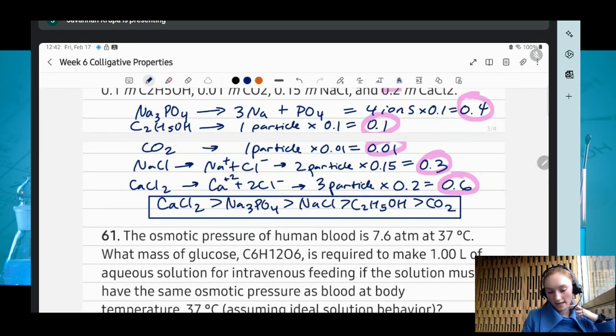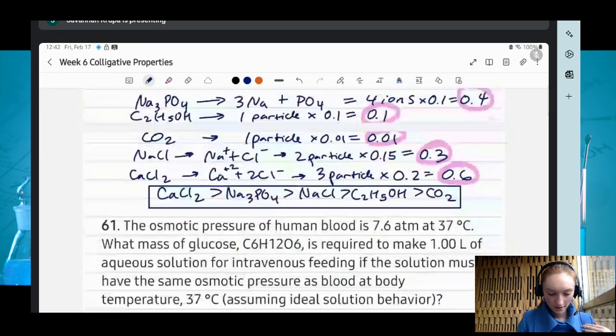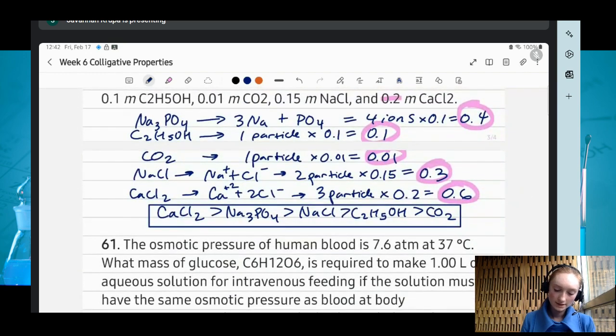Okay, so the last one I believe for the day is 61, and it says the osmotic pressure of human blood is 7.6 atmospheres at 37 degrees Celsius. What mass of glucose, C6H12O6, is required to make 1 liter of aqueous solution for intravenous feeding if the solution must have the same osmotic pressure as blood at body temperature, 37 degrees Celsius?